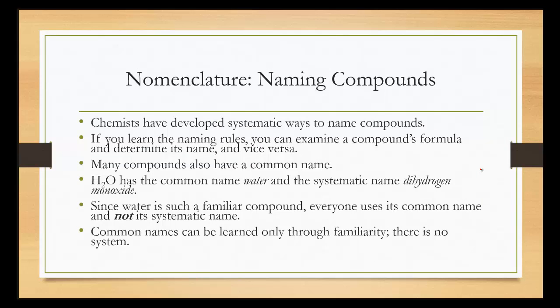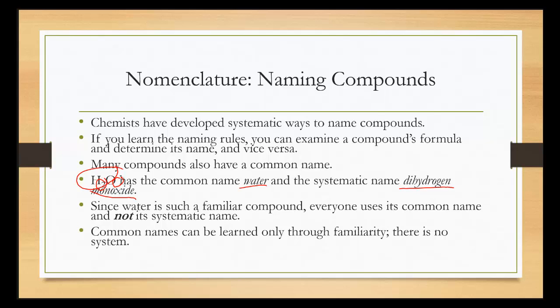Chemists have developed a systematic way to name compounds. If you learn the naming rules, you can examine the compound's formula and determine its name and vice versa. Many compounds also have common names. For instance, H2O has a common name of water. However, the systematic name is dihydrogen monoxide. Di because there's two hydrogens, and mono because there's only one oxygen.